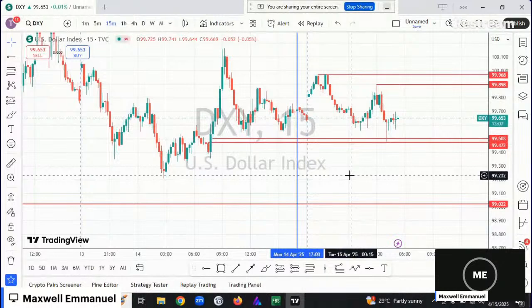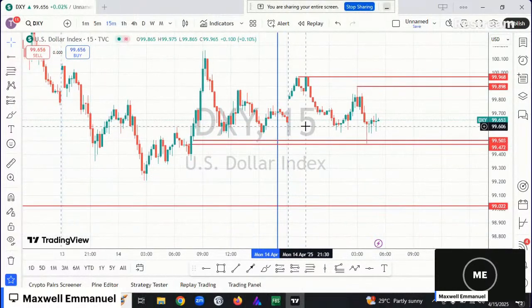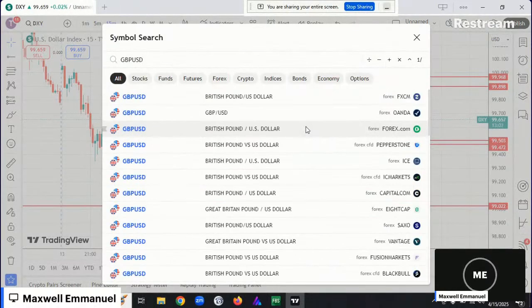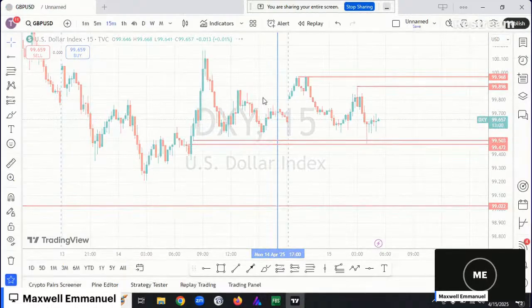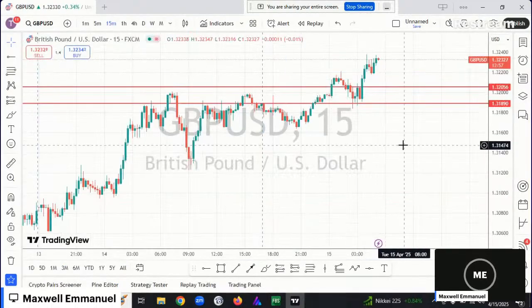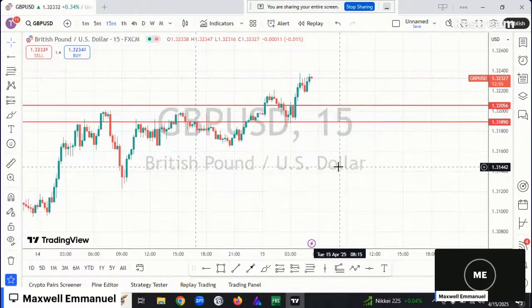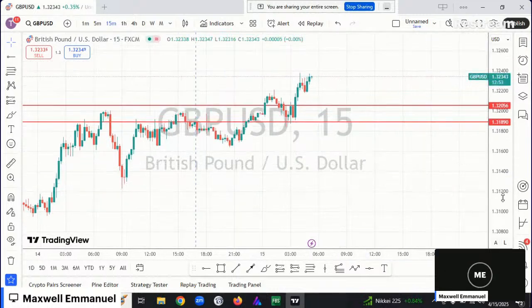So let's look at GBP USD. Mr. Joseph said we should look at GBP JPY in a few minutes. Let's look at GBP USD. GBP USD has been bullish.